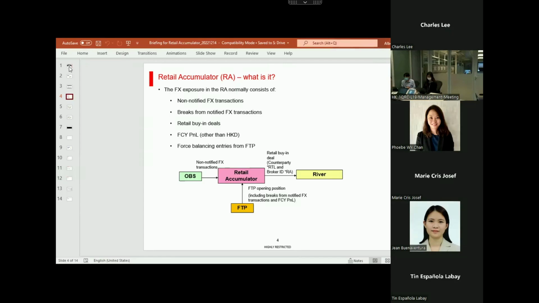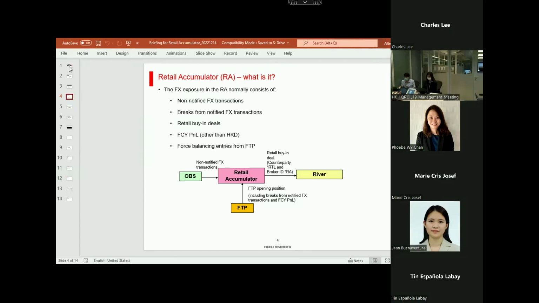In addition to that, other components also have an impact and contribution to the retail accumulator. This is more relevant to the FX PC, less so to other PCs or the stakeholders. But I think it is nice to note as well. So I'll try to go through these items quickly.